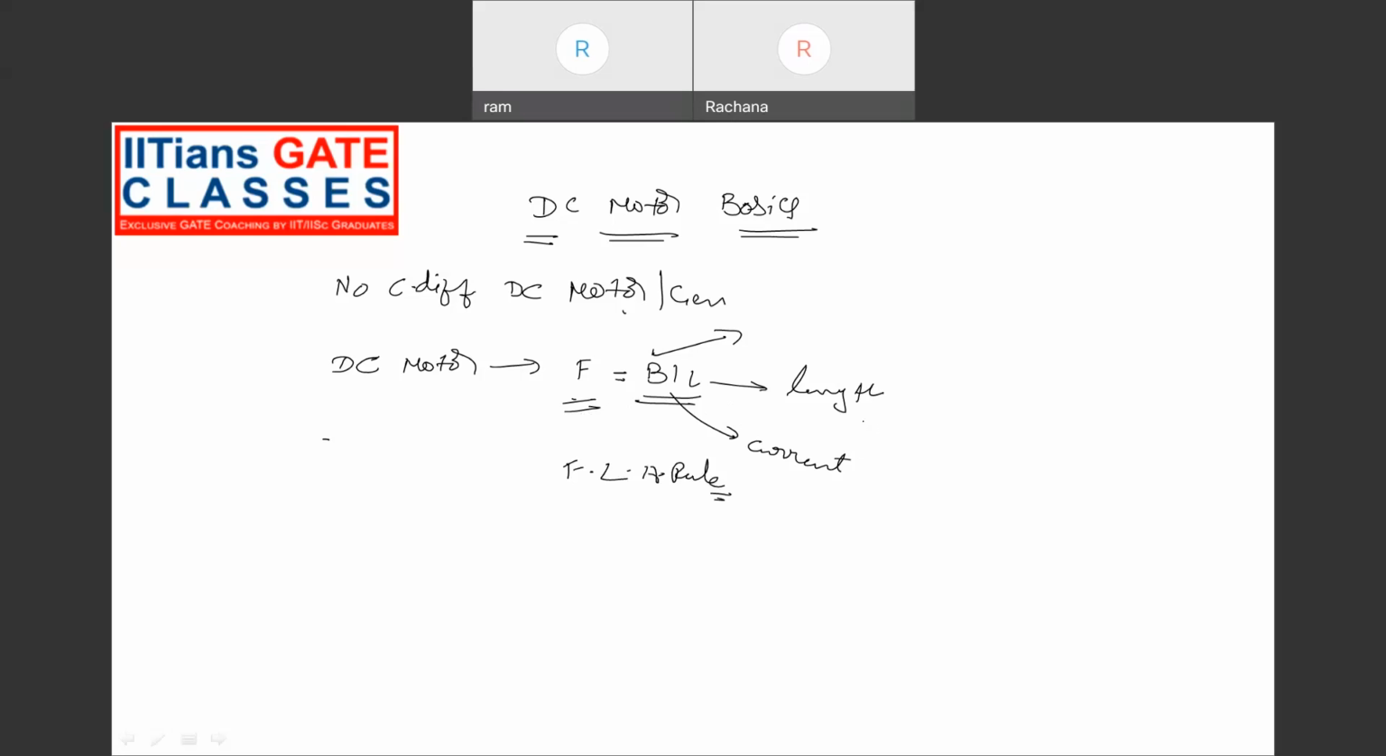So earlier we have seen in DC generator we have a commutator, right, which converts the AC into DC. The commutator is also called as split rings. So in DC motor, the commutator helps in producing a unidirectional torque, by making the armature flux stationary even though the armature rotates.